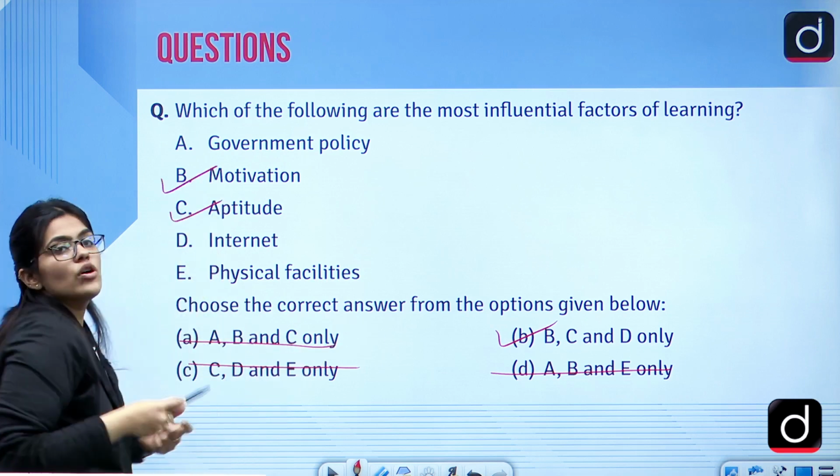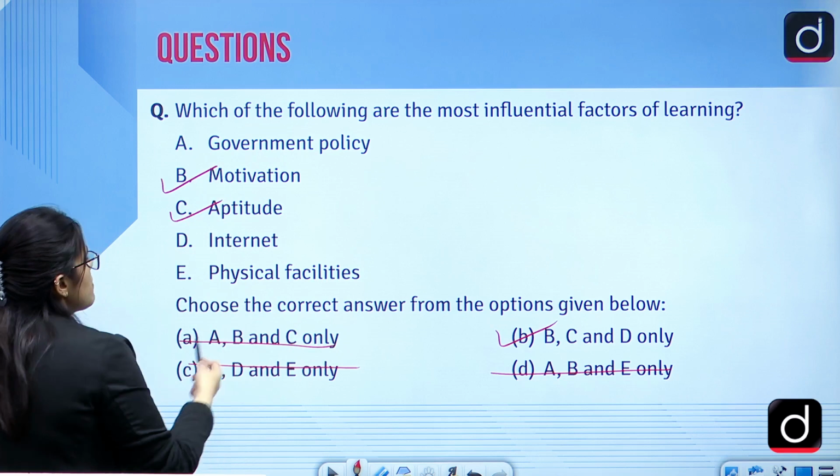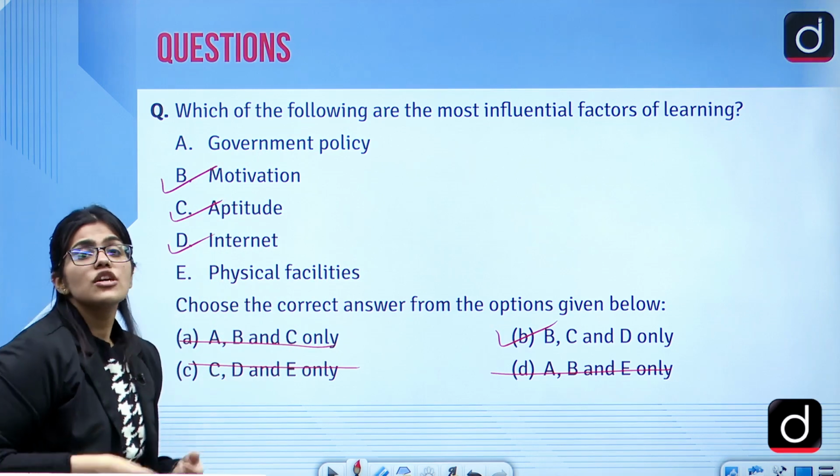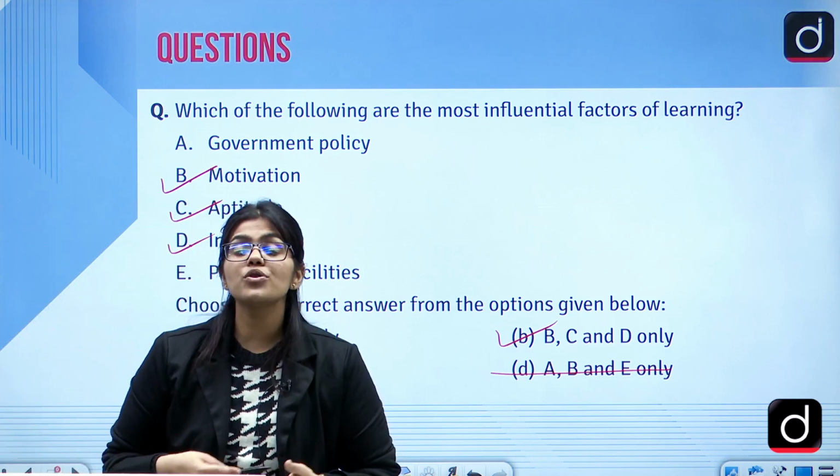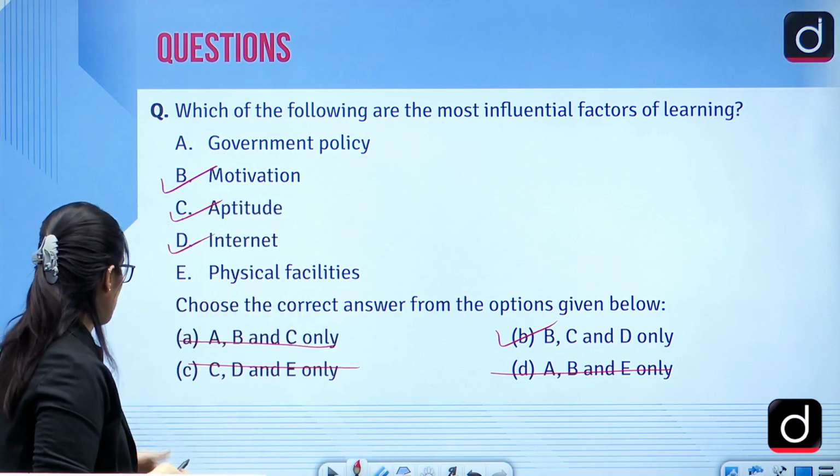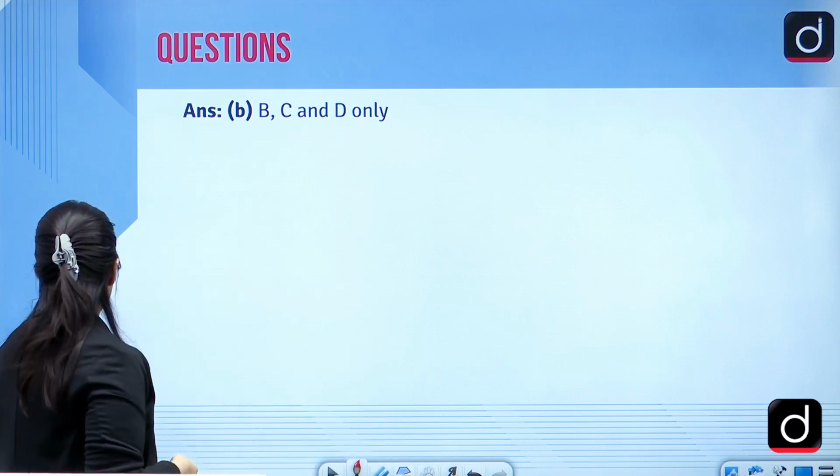C, aptitude, your IQ, your skills are needed. Aptitude and internet are needed to learn things. So this is how you can solve the questions on your own. So this was your answer, as I told you.